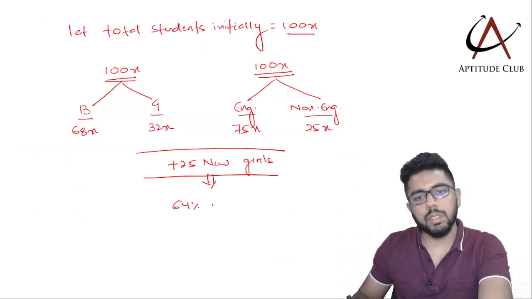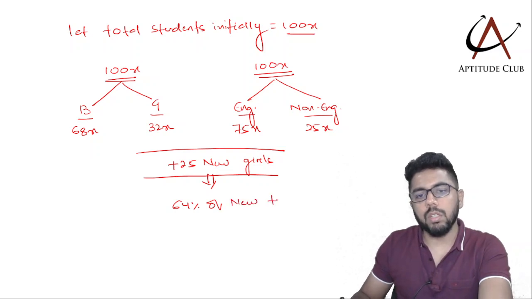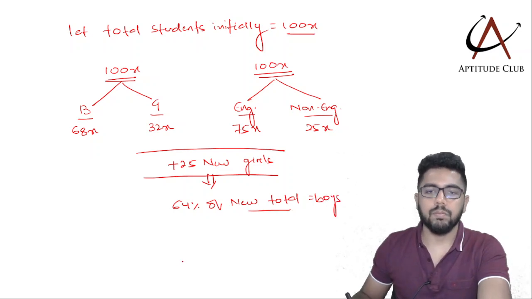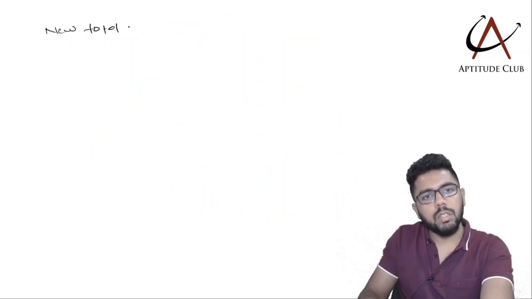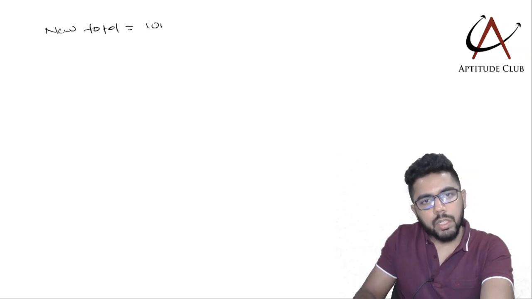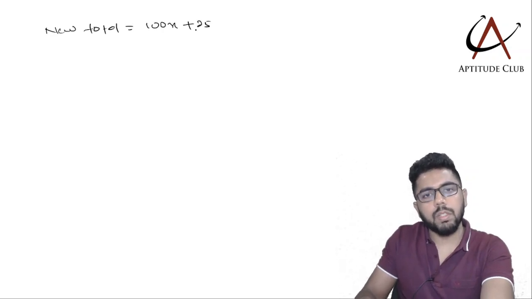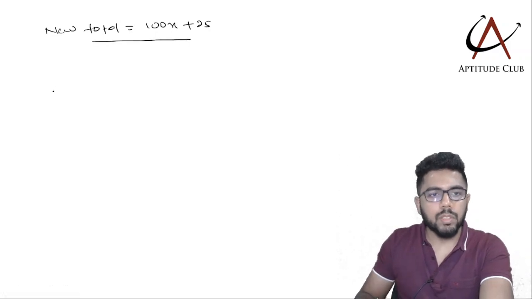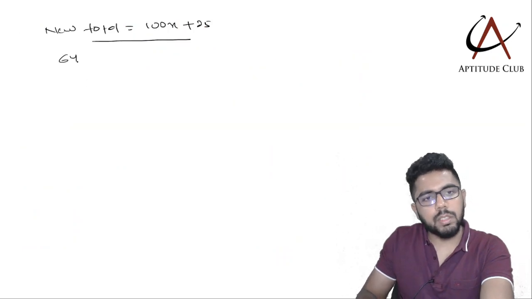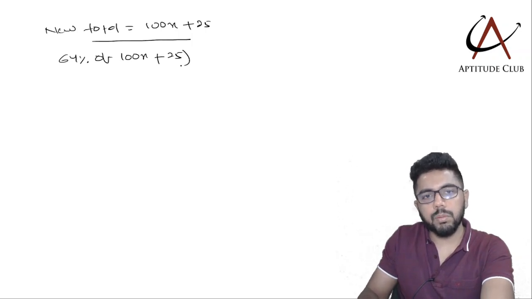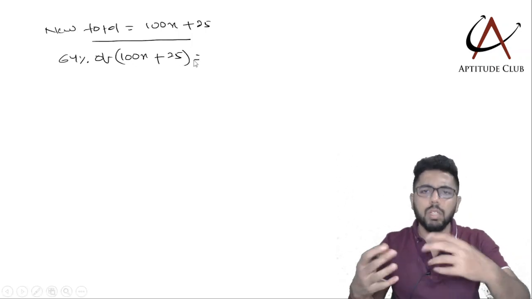Now 64% of the new total are boys. So we'll just calculate it in a simple manner. What's the new total? The new total is equal to 100x plus 25. Now 64% of this new total are boys, so I can write 64% of 100x plus 25. This should be the total number of boys.